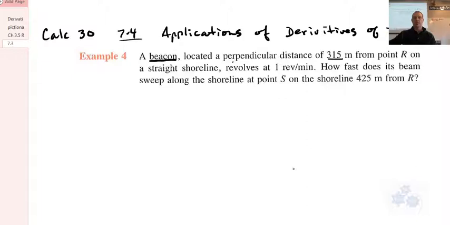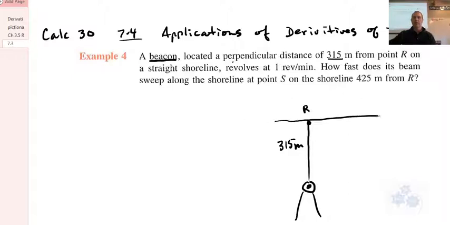So let's just draw over here. Let's draw the lighthouse, and here's the light. It is located exactly 315 meters from this point R, and it's on a straight shoreline. Let's pretend that's a straight line. All right, so just jot down what you see.